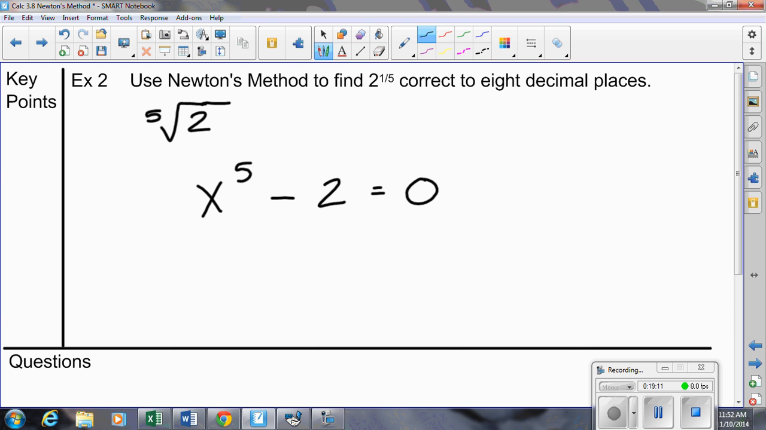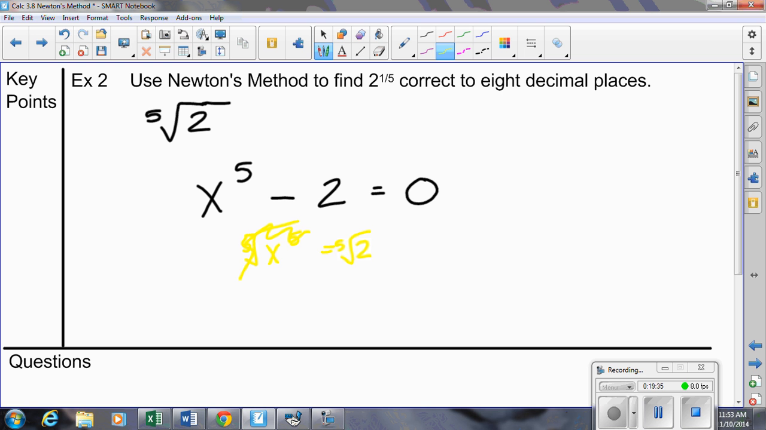And please note, if we were going to go through and solve this equation, we'd be saying add 2, so we'd have x to the fifth equals 2. And then taking the fifth root, we wind up with this number that we are trying to approximate, which is the root of this function that I have written in black.